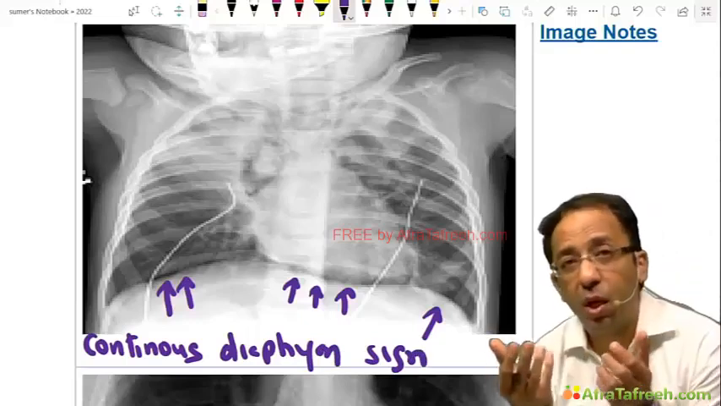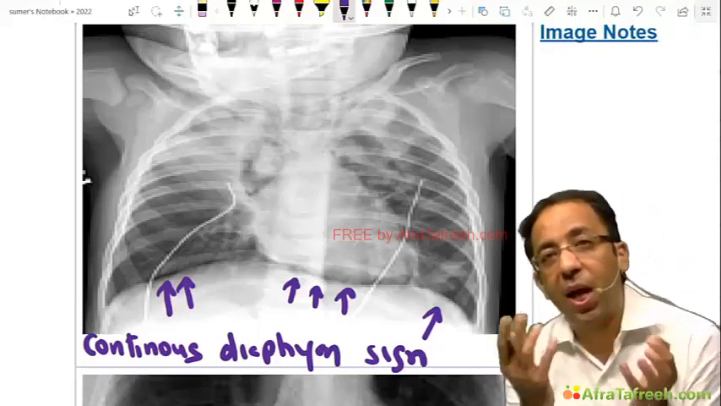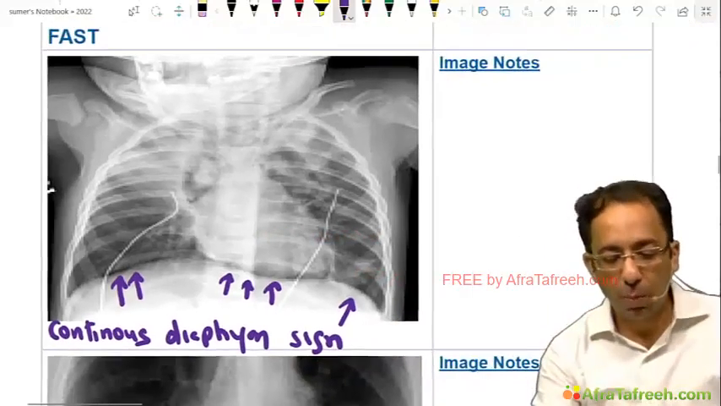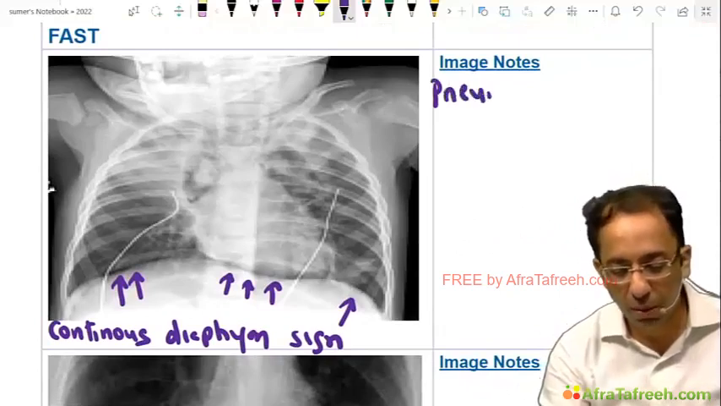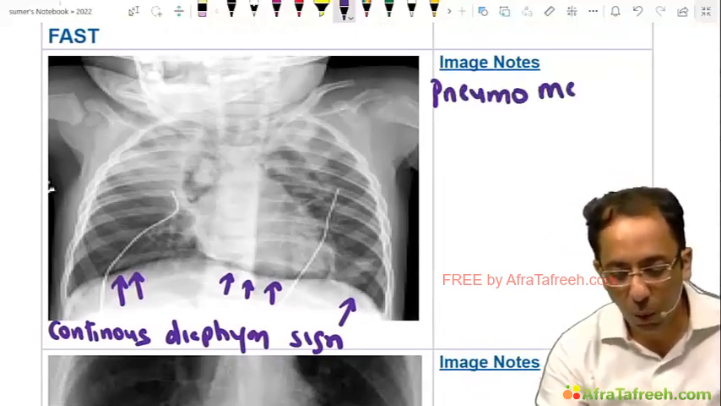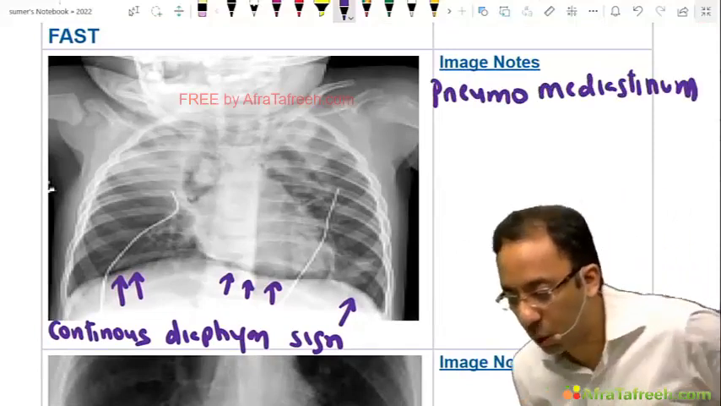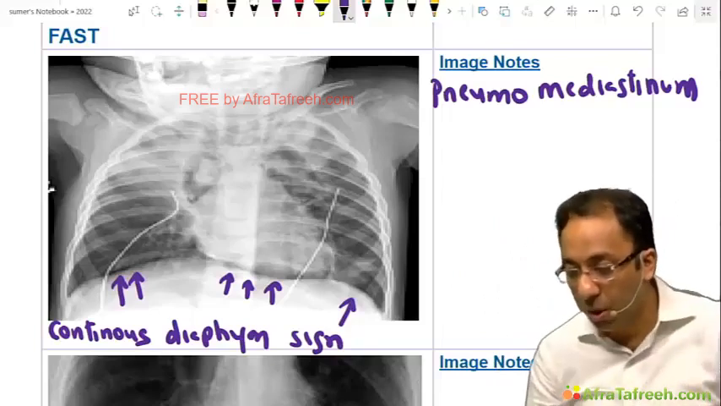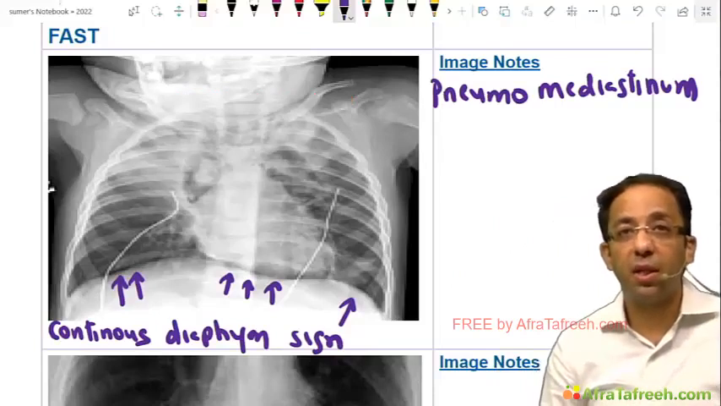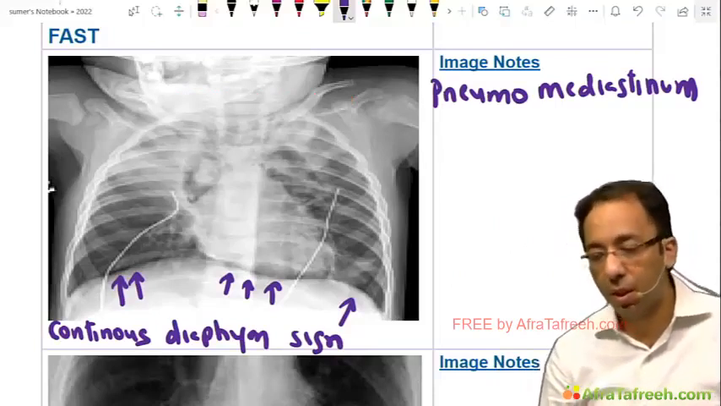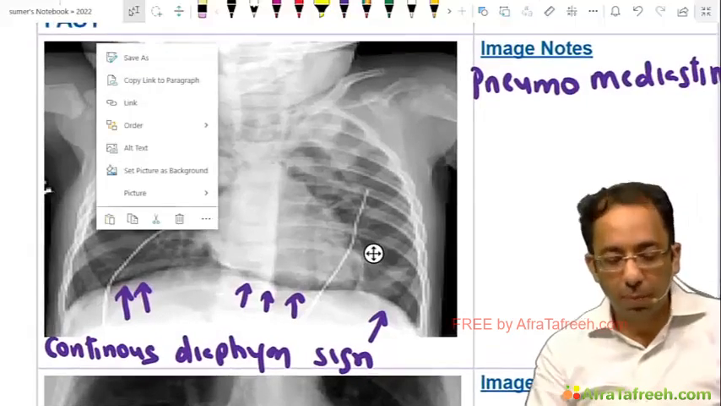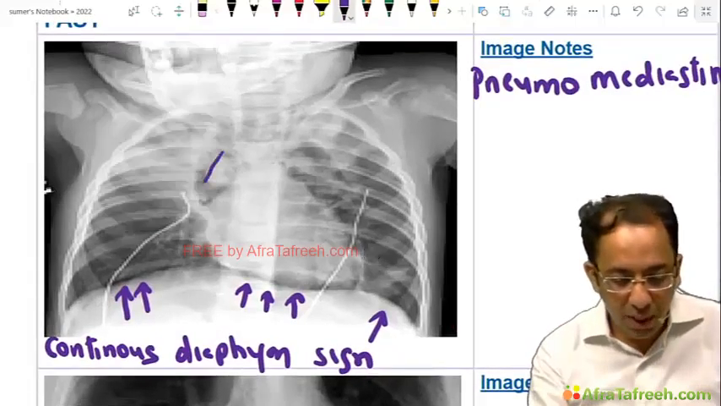Now, why would you see a continuous diaphragm? Why would you see the entire diaphragm? You should see the right and the left, not the central part. It is only possible if you have air in the mediastinum. What should I say? Pneumomediastinum. So they might ask you a direct question: in which condition do we see continuous diaphragm sign? What is the answer? Pneumomediastinum.